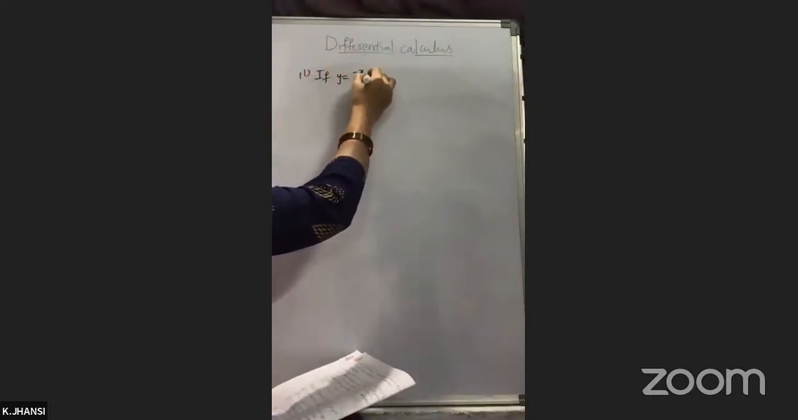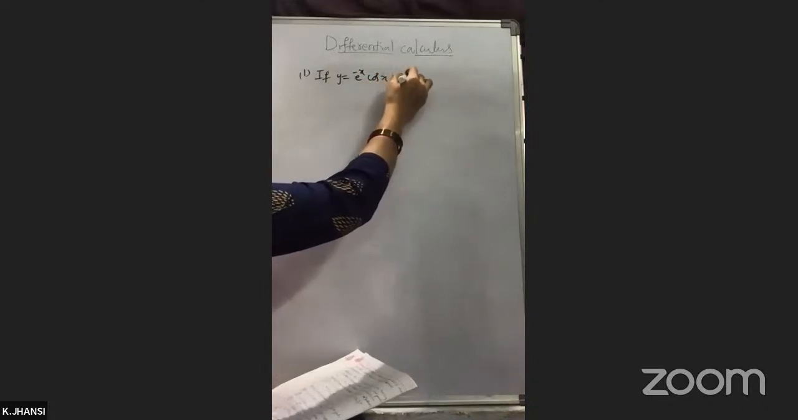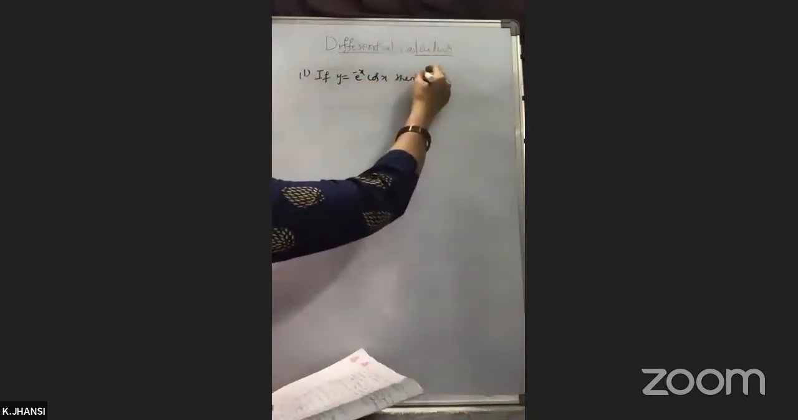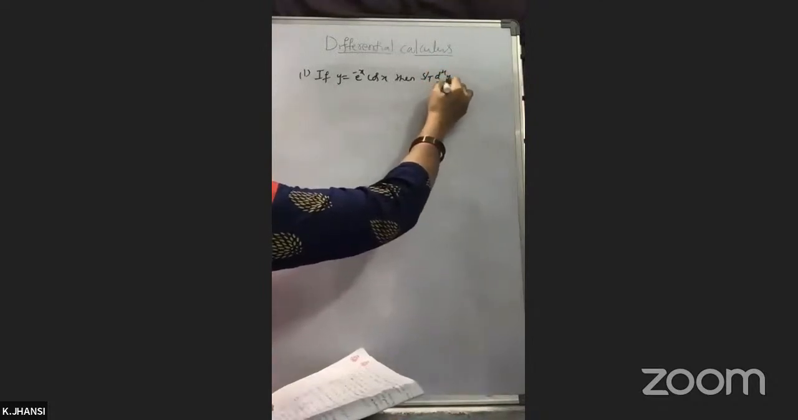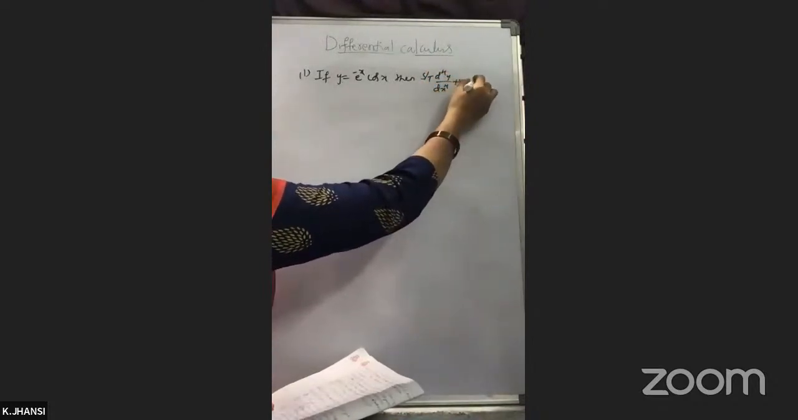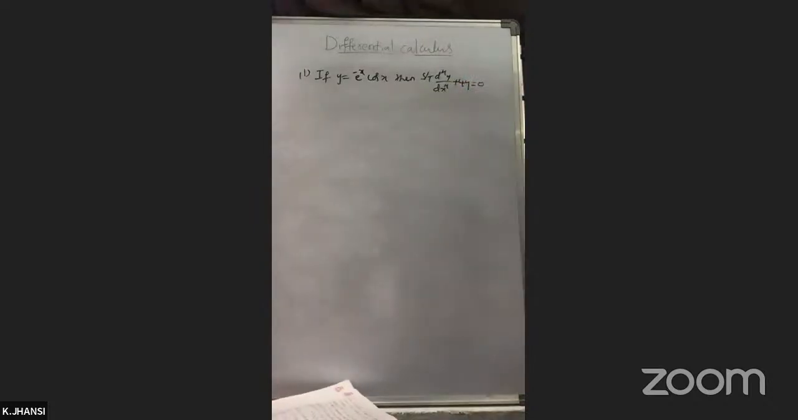You can see an example of one more problem, similar to that one. If y equals e to the power of minus x cos x, then show that d to the power of 4 y by dx to the power of 4 plus 4y equals 0. This is the 5 marks problem you will get.